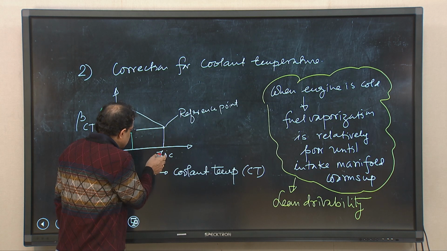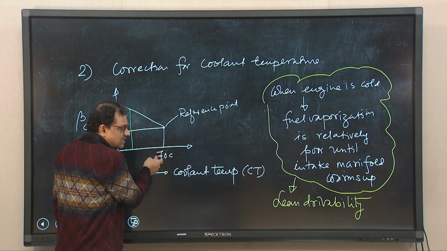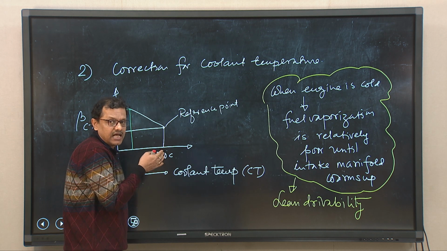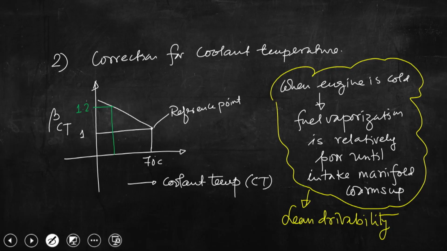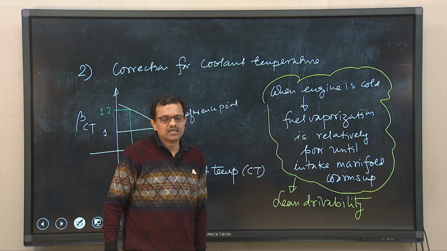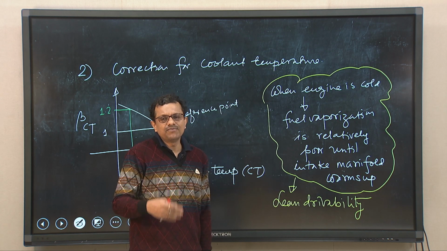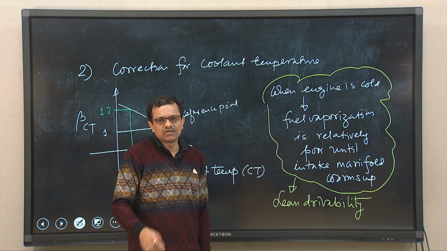If the engine coolant temperature is less than 70 degrees, that means the engine is cold, and in such a condition we need this correction. Maybe we have to increase the injection duration by 20%, depending upon the requirement. In an extremely cold condition, we may need double, that is a 100% increase in the fuel injection period. That is based on the engine requirement.